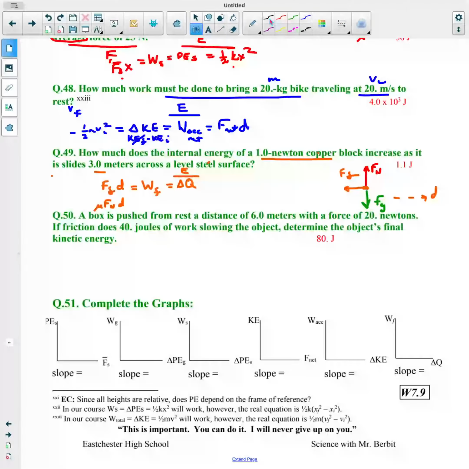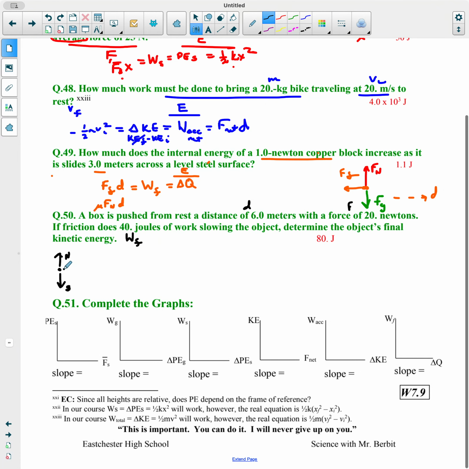This last one down here, look at this funky thing. A box is pushed from rest a distance of 6 meters. Here's a force. Here's friction. The friction does 40 joules of work, the work done by friction. What's the final kinetic energy? When you get these complicated scenarios, I'm not even going to mess with colors right here. You don't even have to get fancy. Little g for gravity, N for normal. You don't even want to write the letter F. You can survive.